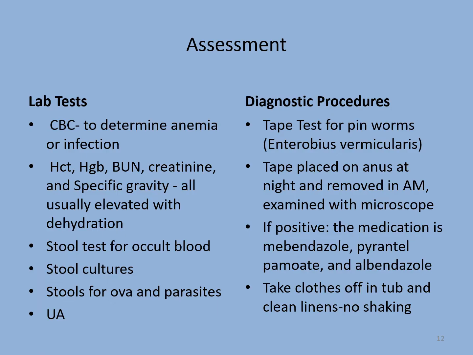The tests that can be run to see if the child has infectious diarrhea or gastroenteritis are listed on the left, and the right talks a little more about the pinworms and the medication for them. So a CBC, because sometimes these kids become anemic, or they have an infection somewhere else. The hemoglobin, the hematocrit, the BUN, the creatinine, and the specific gravity will be elevated if the child is dehydrated.